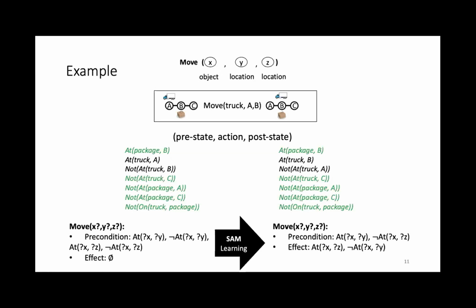And similarly for the effect, as I mentioned in the three inference rules, the difference between the pre-state and the post-state is the effect of the action. So we observe only the difference here: truck at A switches to truck at B, and not at B switches to not at A. So we conclude that the effect of that action after observing that state-action triplet is at(X,Z) and not at(X,Y).